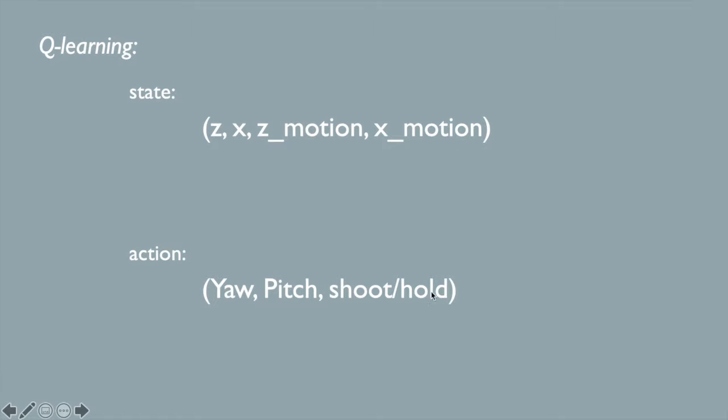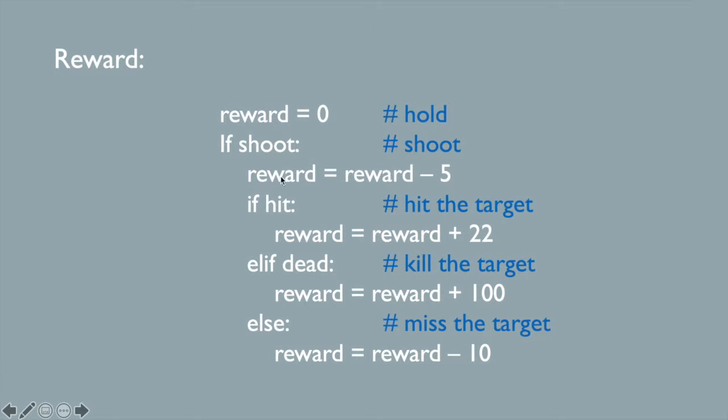In our learning system, we define target's 2D position and 2 moving directions as its states, its aiming angles, and decision of whether to shoot as its action. About reward, if the agent chooses to shoot, he will get 5 points deduction first. The agent will receive 22 points as a reward for hitting the target, 100 points for killing the targets. Otherwise, he will get another 10 points deduction. Besides shooting, agent also can hold the arrow, and in this case, he will receive 0 points.